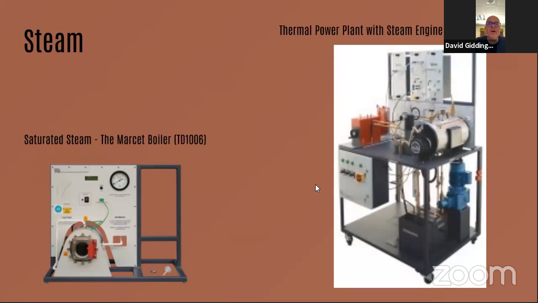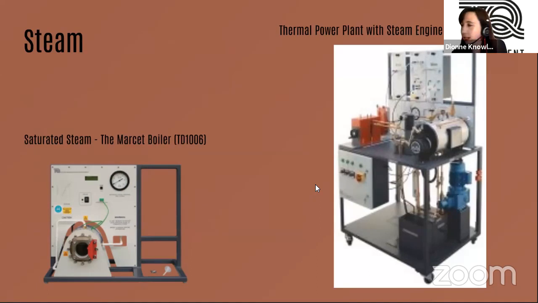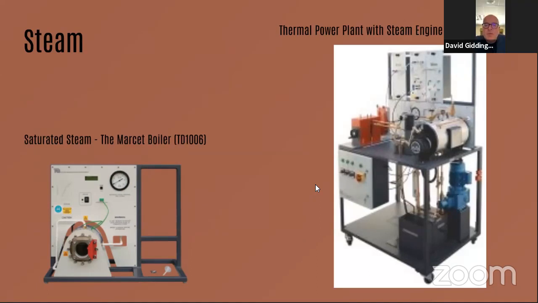Let me just go straight into the product. TD 1050, do we have that there? We do. That's the big one, and I'm afraid it's a little bit blurry at the moment. That's the thermal, floor standing, trolley mounted unit.